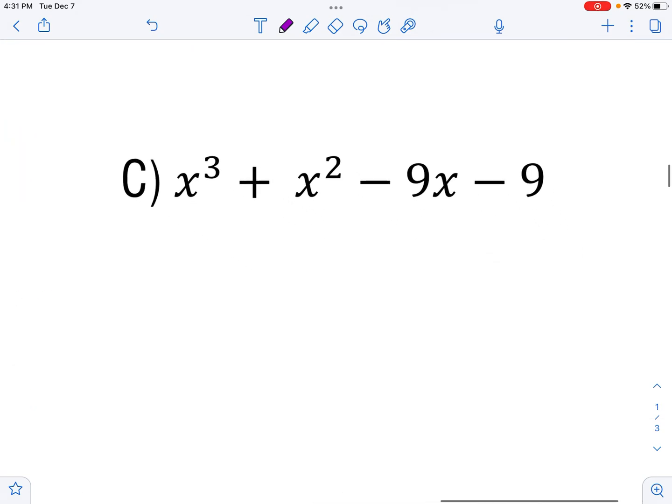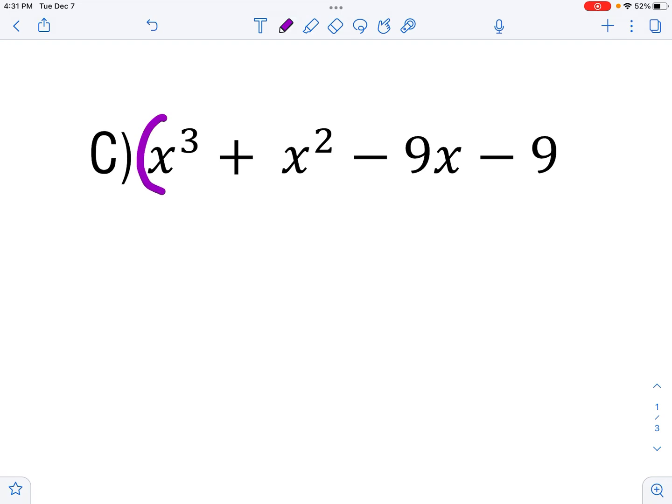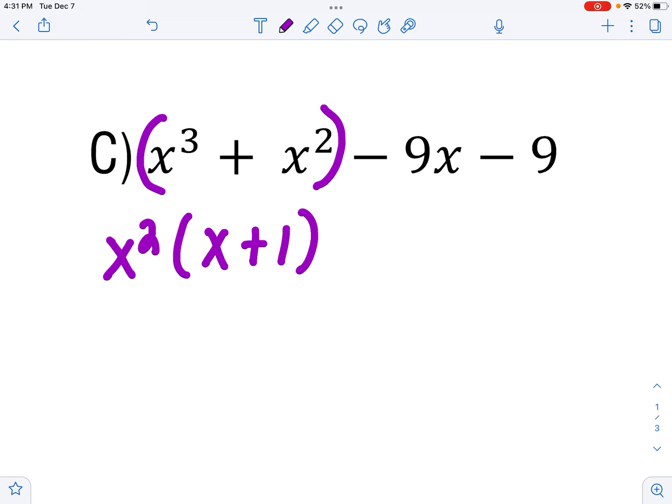Oops. All right, one more. Four terms, group the first two together. And if you want to pause the video and try this one yourself, it's a great idea. They have a GCF of x squared, and I have x plus 1 left. These two terms have a GCF of negative 9. And if this number is negative, you want to factor the negative out no matter what.